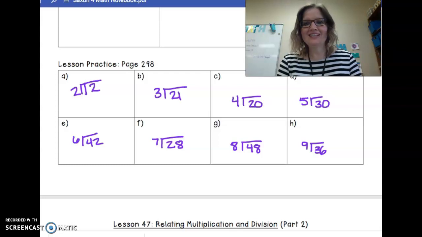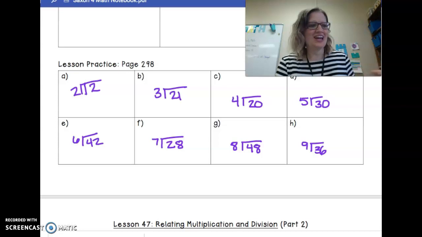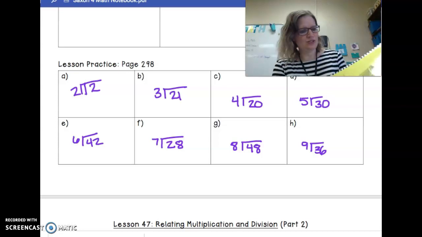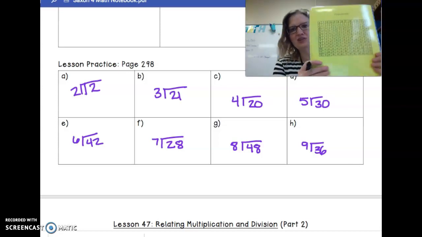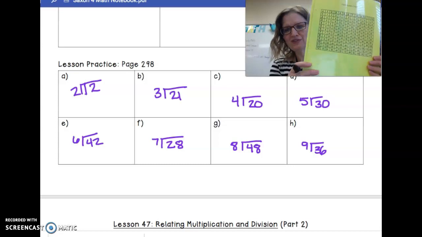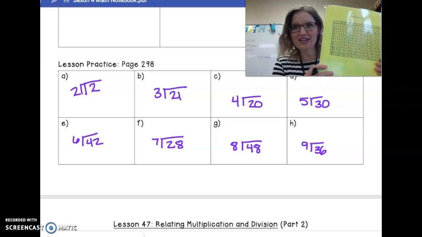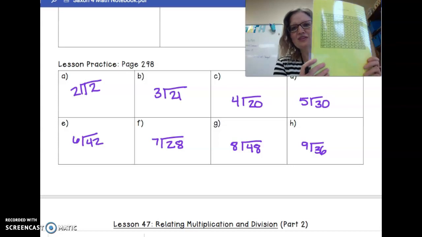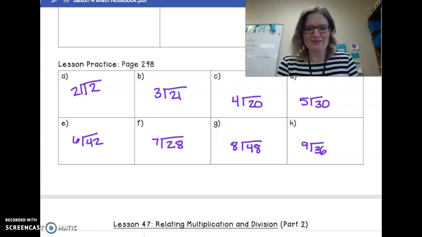Hi friends, it is lesson 46 where we are talking about multiplication and how division relates. I would encourage you to use a math fact chart as we get in the groove of doing division. We're looking for missing factors. We're also looking for our products. So this is really very helpful for you. Let's begin.